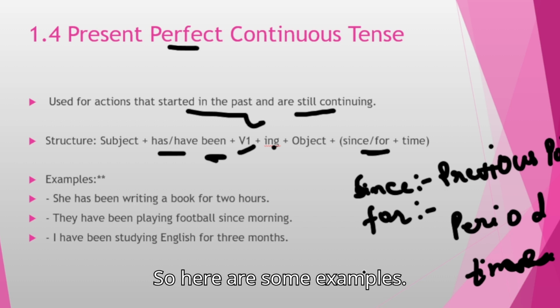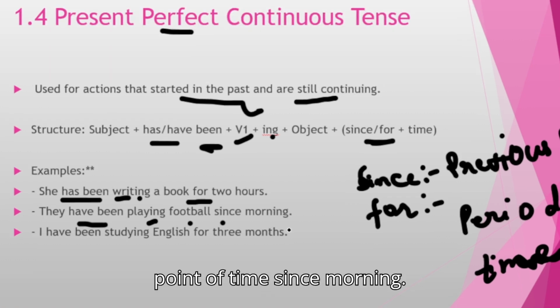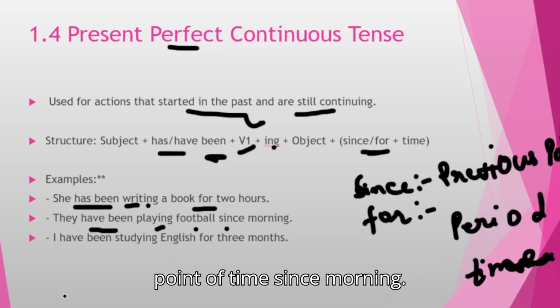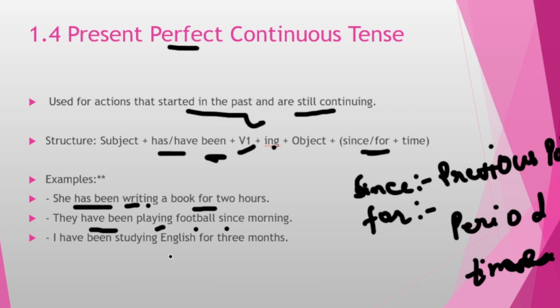So here are some examples. She has been writing, verb's first form plus ing, writing a book for 2 hours. For, period of time. They have been playing football since morning. Previous point of time, since morning. I have been studying English for 3 months.